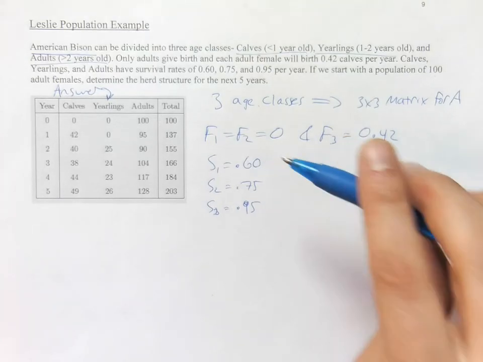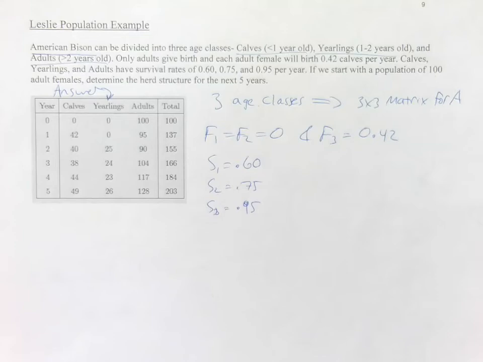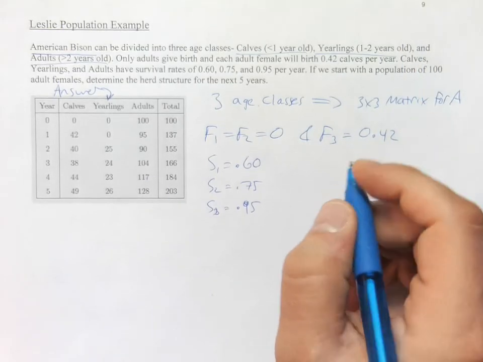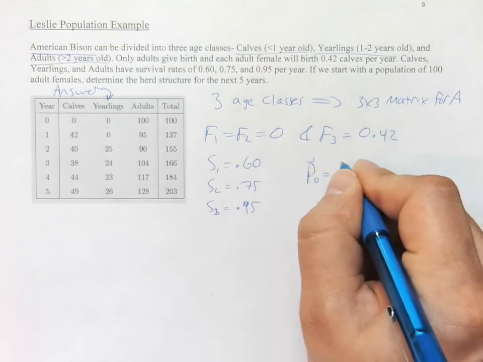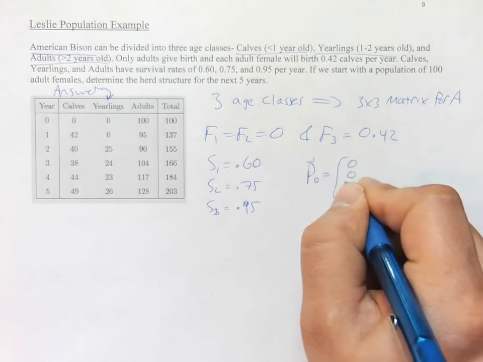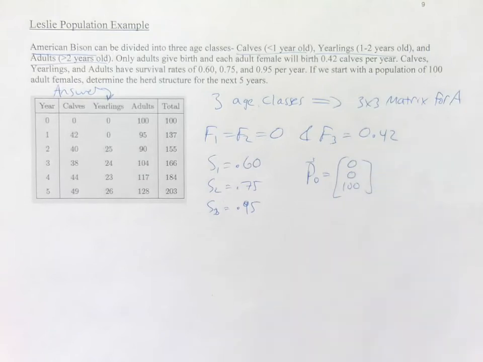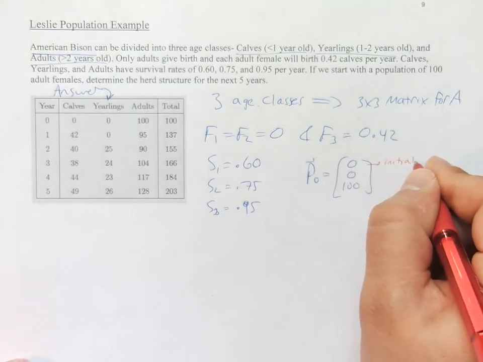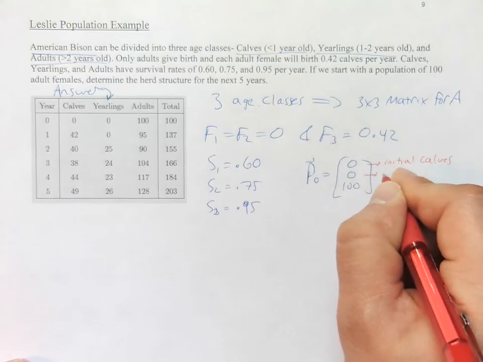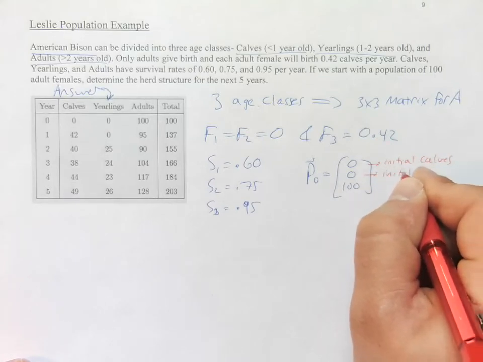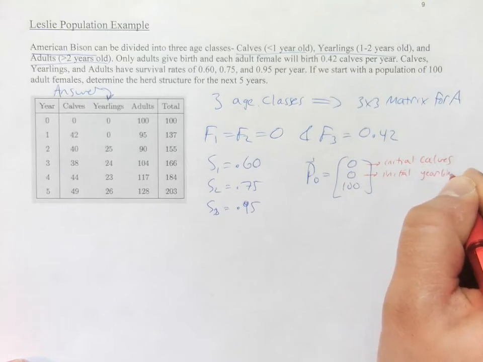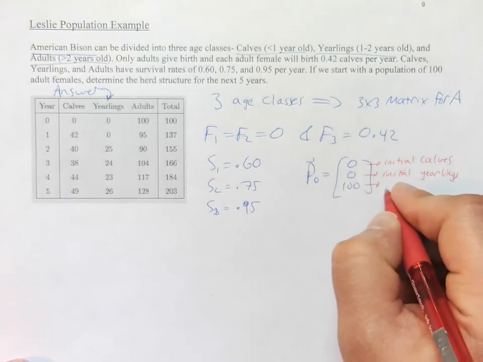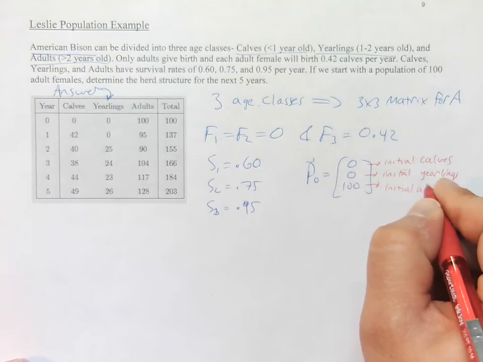Usually the youngest die at the highest rate. And then we're being told the initial age structure. There are 100 adult females, and that's it. So that means our P0 vector, our initial values, are 0, 0, 100. That's the initial number of calves, that's the initial number of yearlings, and we're only starting with the initial number of adults, which is 100.